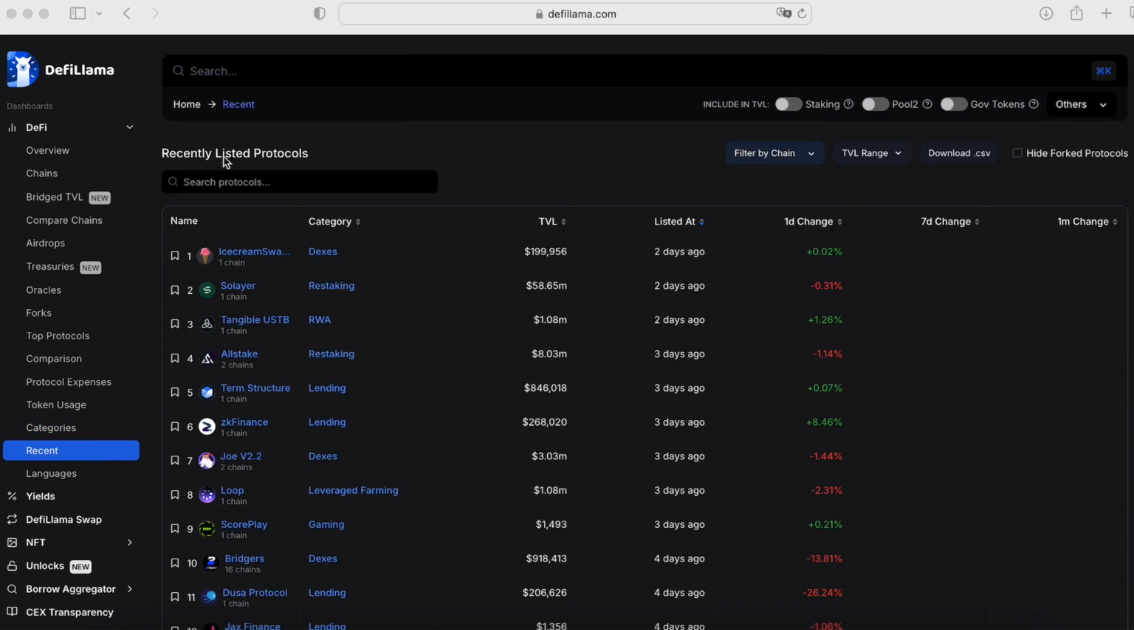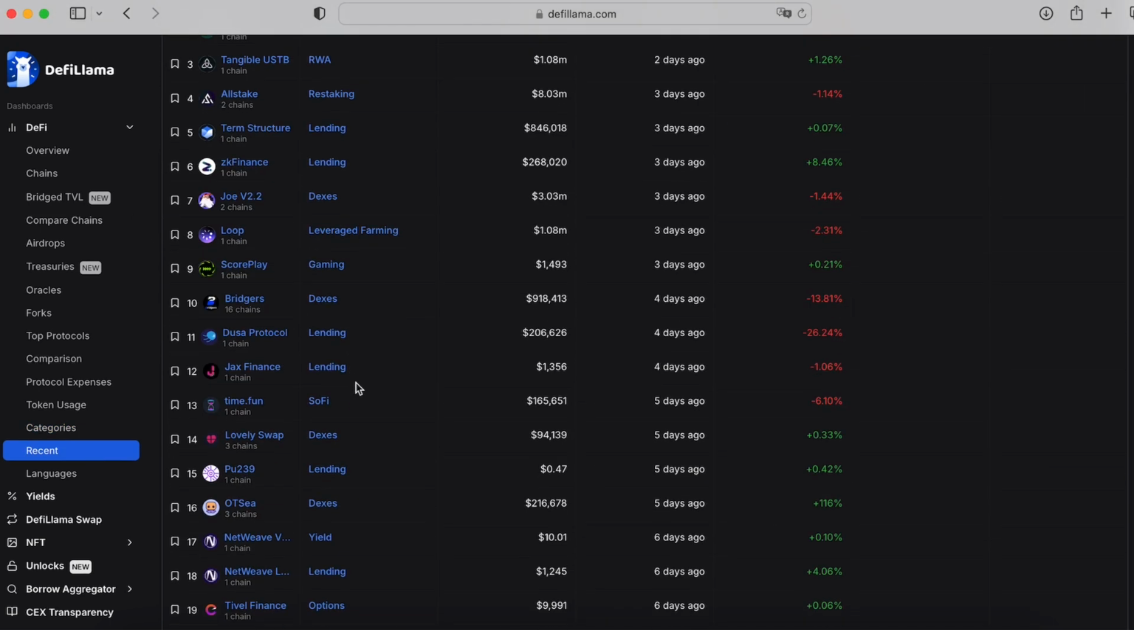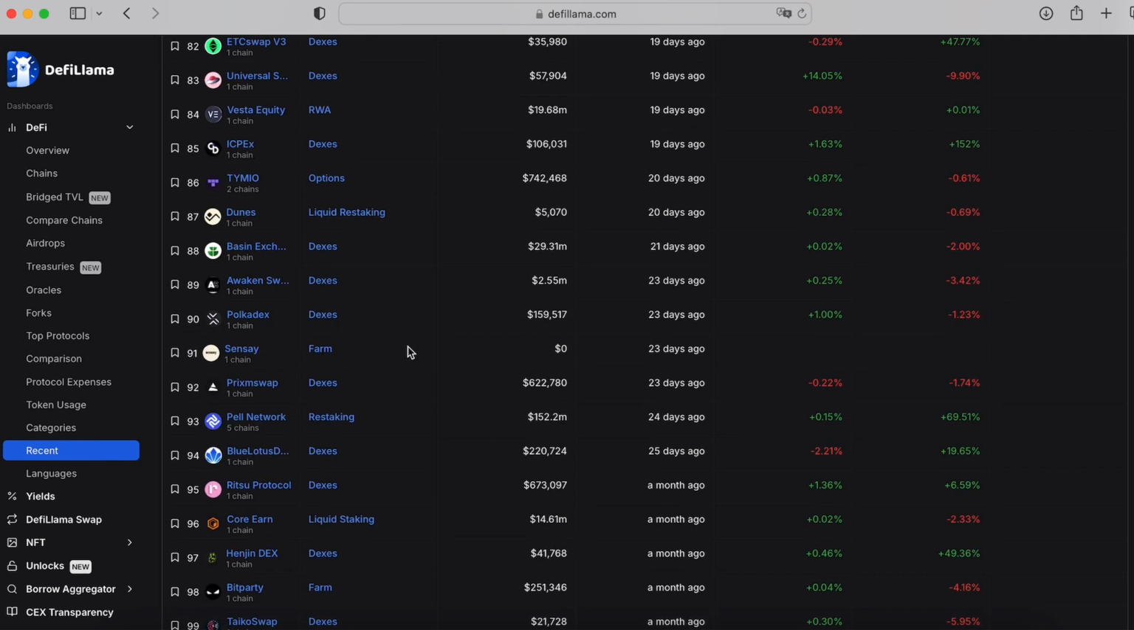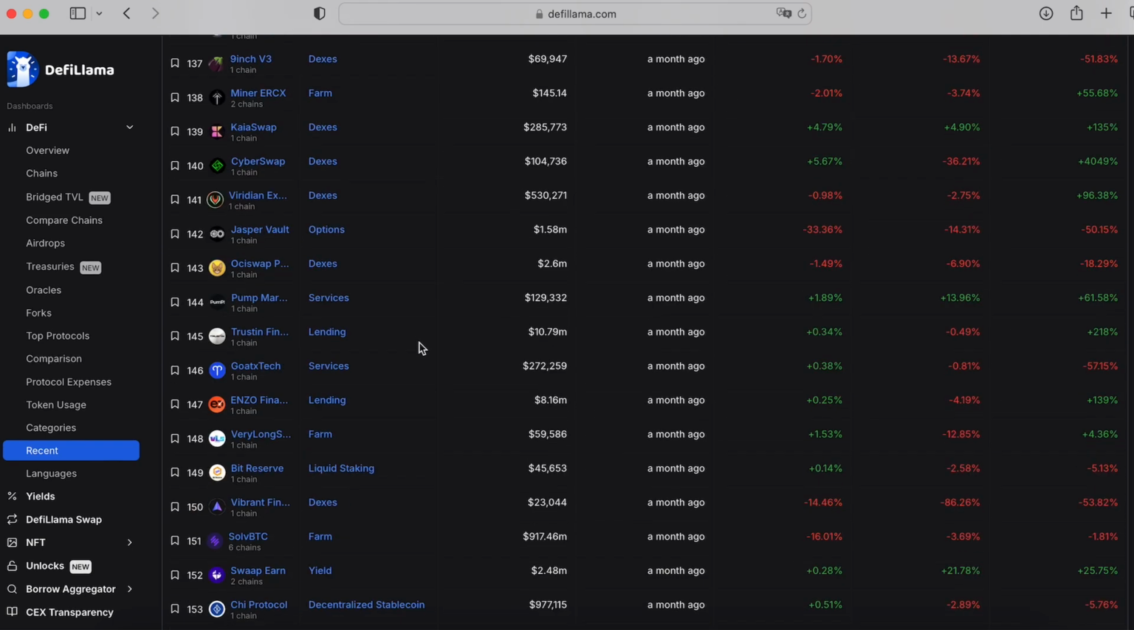Next one is recently listed protocols, and we can also rank by category. So for example, if you believe in SocialFi, here, Time for Fun, right? If you believe in this sector, if you believe in this protocol, maybe SocialFi is going to be the next trend, right? Maybe everybody starts using SocialFi, and maybe exactly this protocol is going to be the leader. Or maybe you can scroll down and find a brand new real world asset protocol.